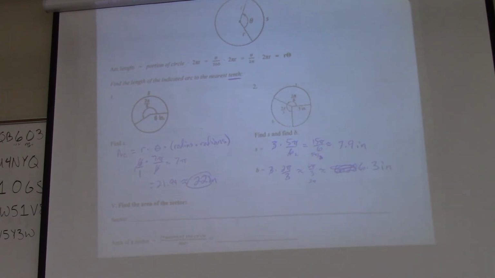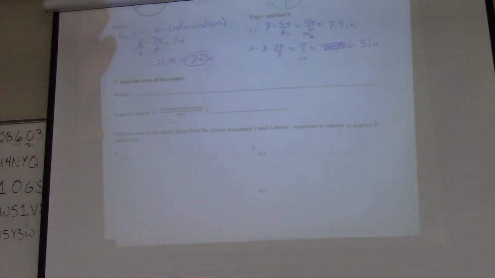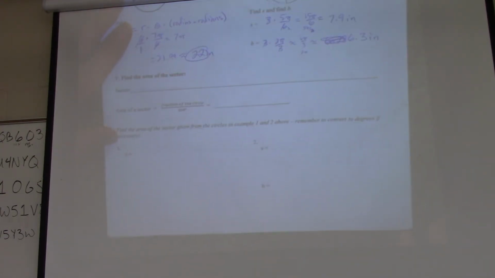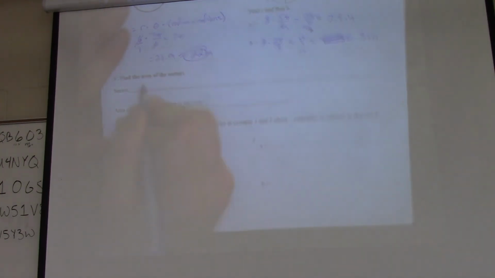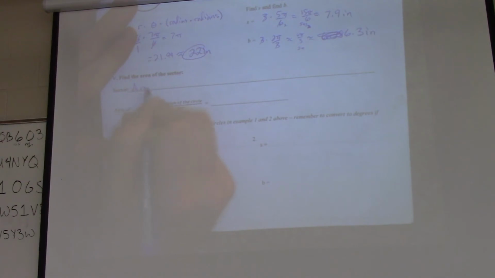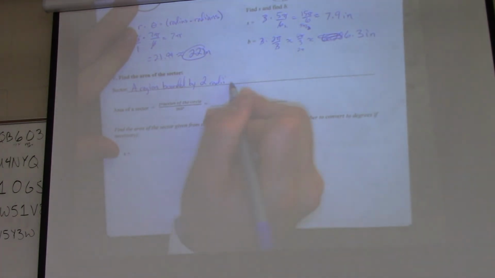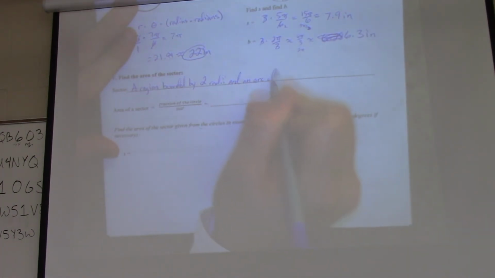Okay? Let's go down below and find the area of a sector. Not a whole lot harder, but I want to tell you what a sector is first, and it's going to make a whole lot of sense when I put it in layman's terms. In other words, here's the mathematical definition. A region bounded by 2 radii, that's radii, and an arc of a circle.